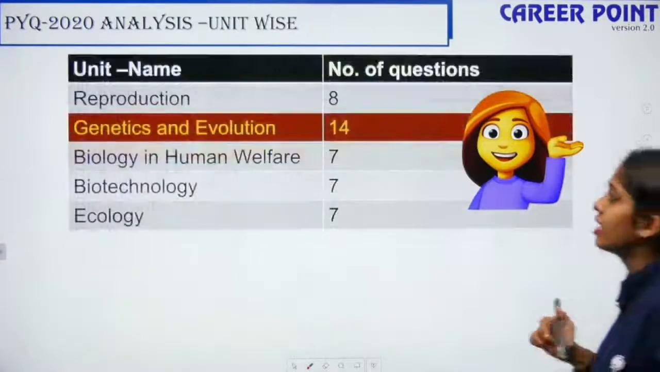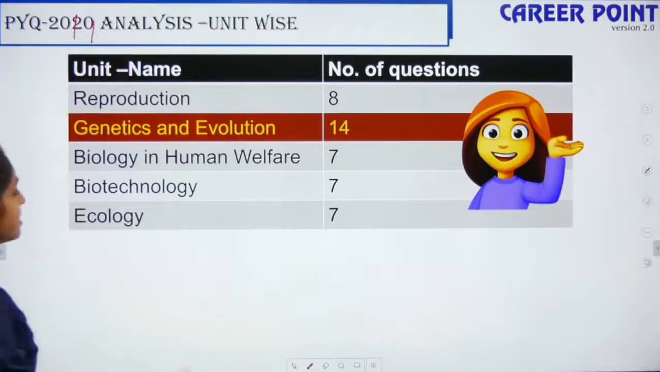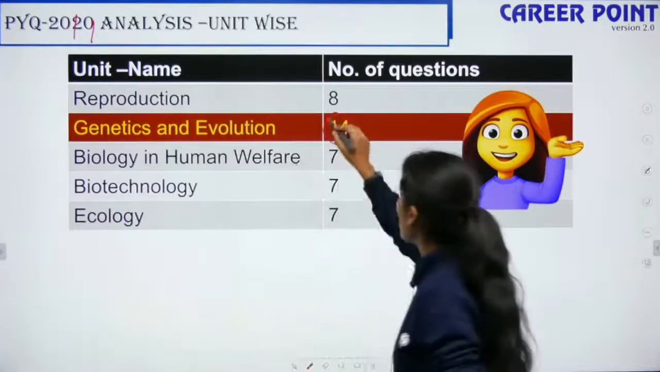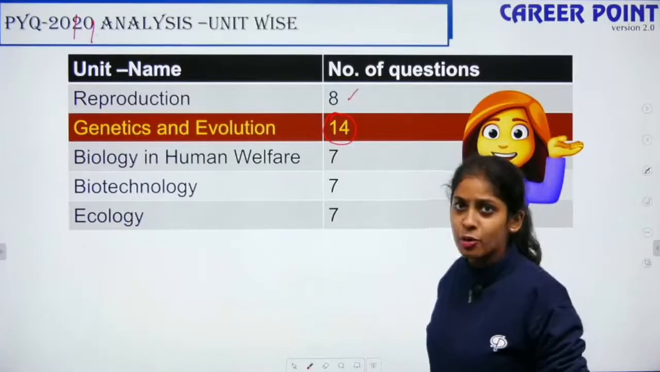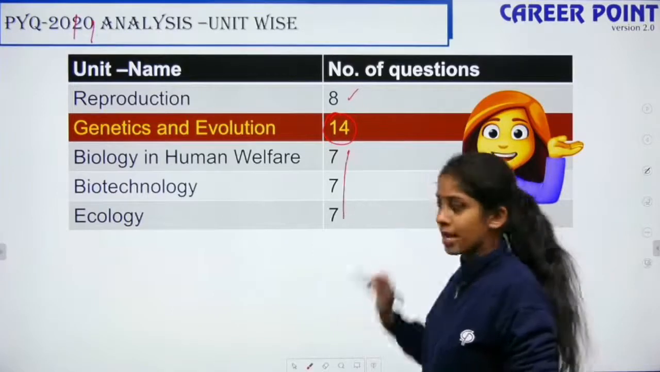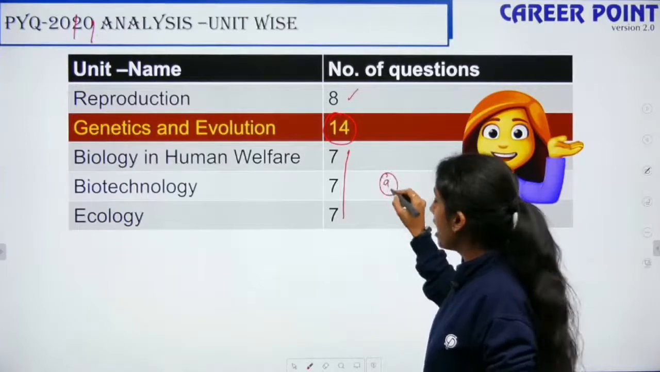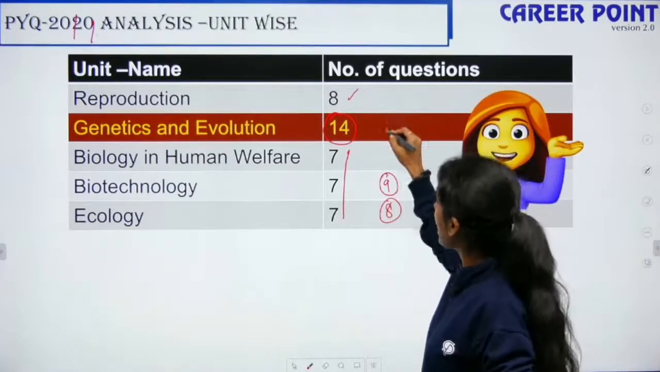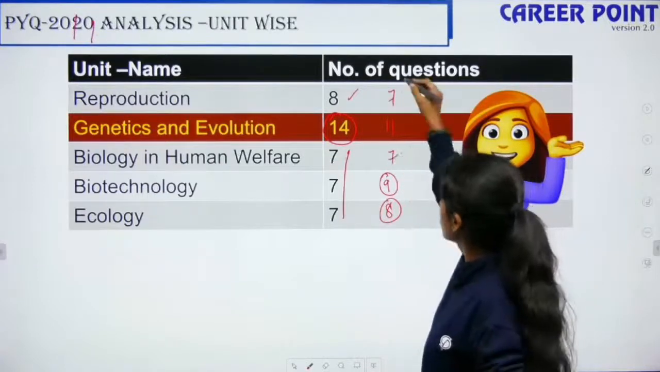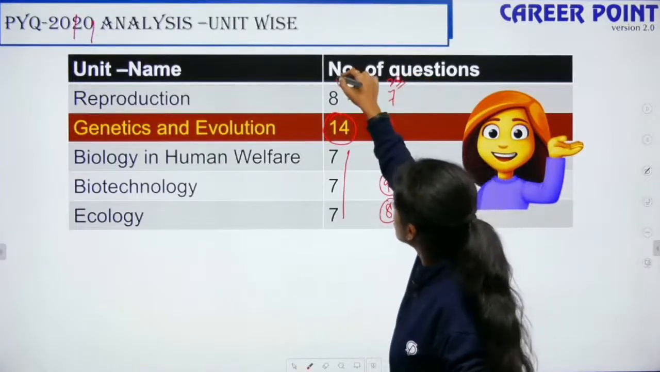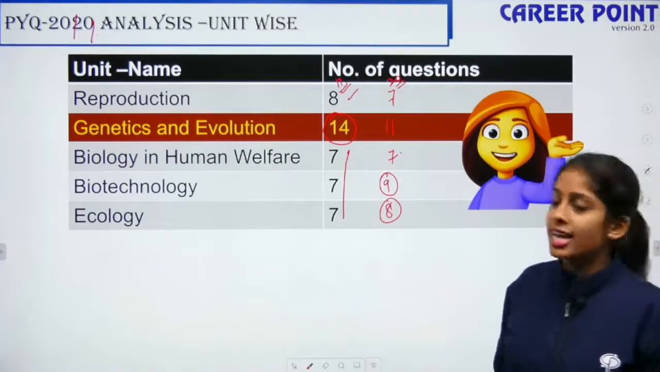So here 2019, sorry, this is the 2019 analysis. In the 2019 analysis, if you see genetics and evolution, you have 14 questions, the same number, but reproduction has a bit higher questions, and these three have the same. In your 2020, biotechnology had 9, ecology had 8, and this had 11, and this had 7. This was the same, 7, 7. So this is the 2020 analysis, this is 2019. Here they have paid a lot of attention to genetics and evolution.